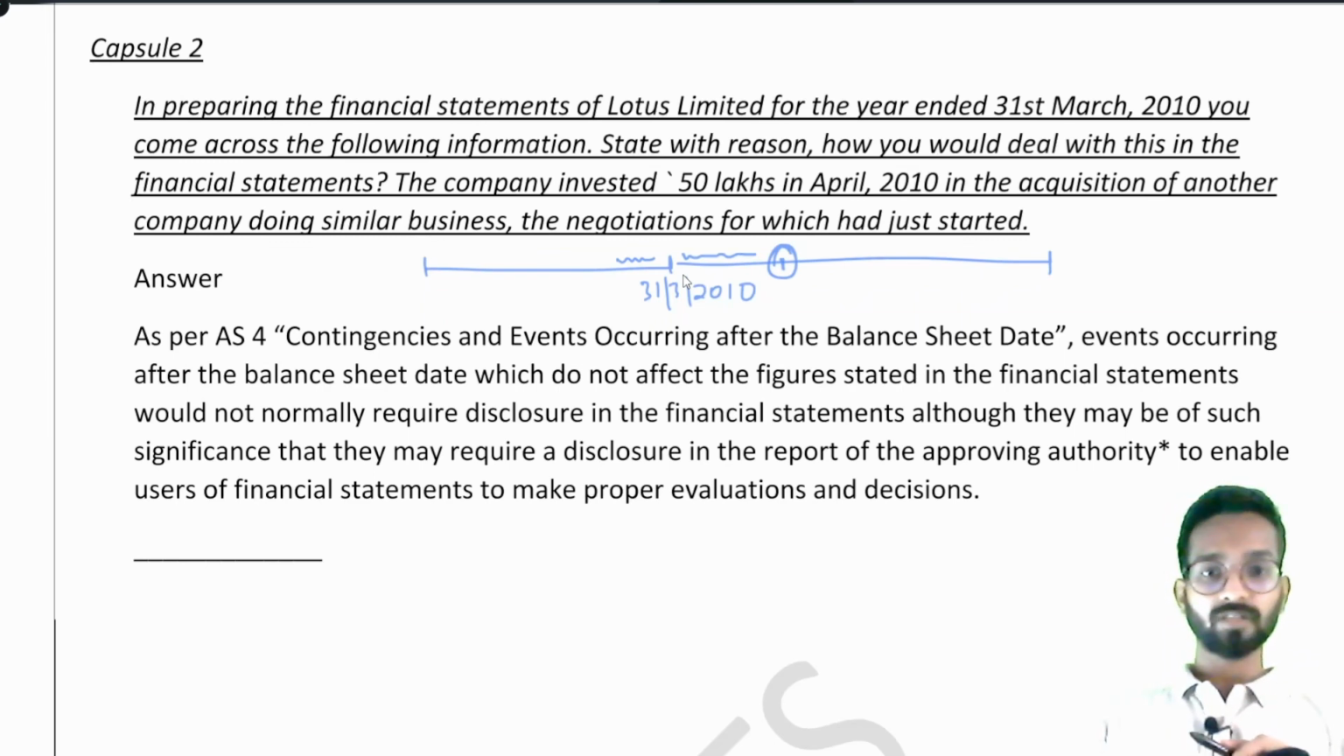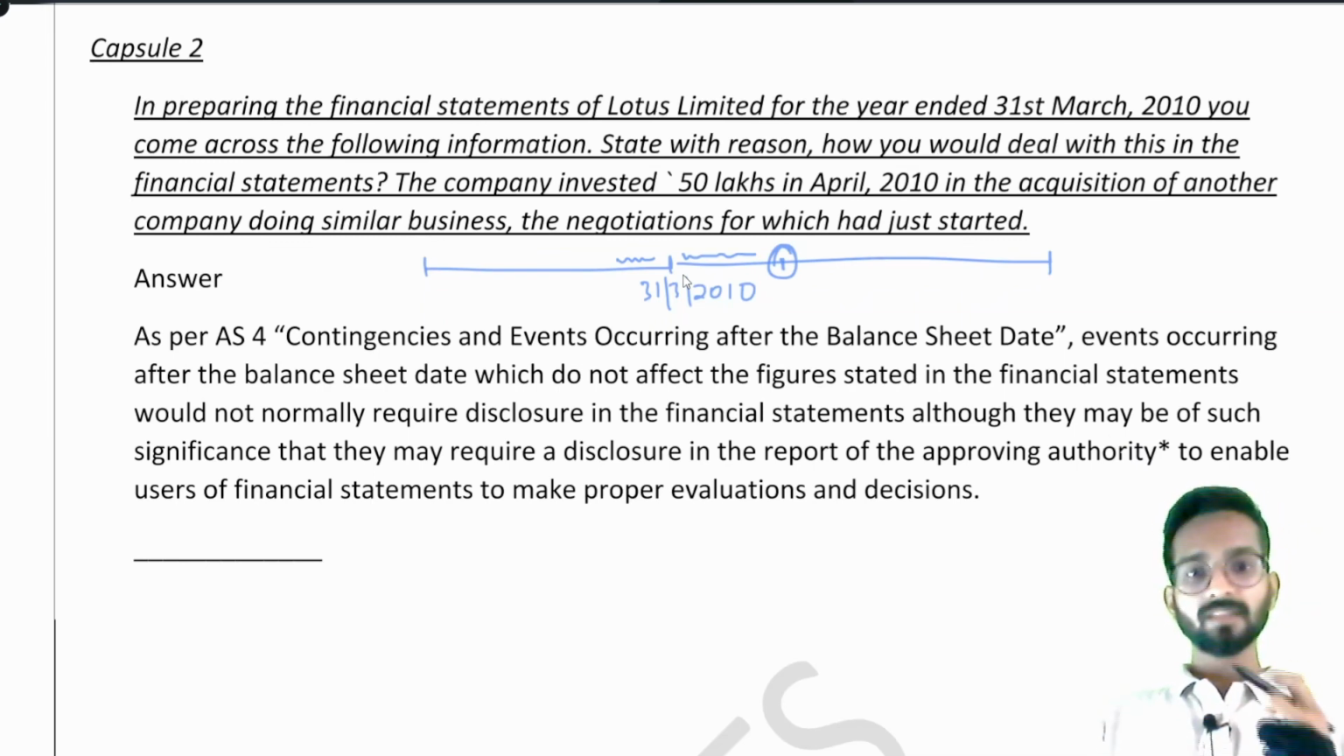What would be the important thing? See, suppose before 31st March all the paperwork has been done, title of the property has been transferred or title of the company has been transferred, all the paperwork has been done, or say paperwork is incomplete, amounts have been transferred, payment has been made, then we can say that okay there is some strong contingency there before the date of balance sheet. Just negotiations are of no use.